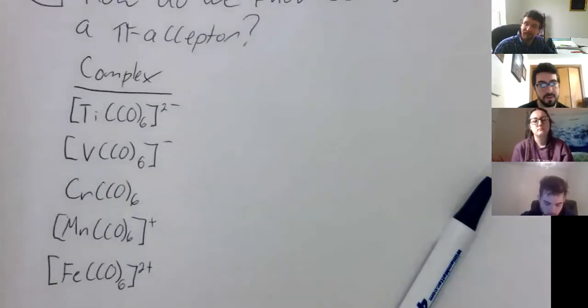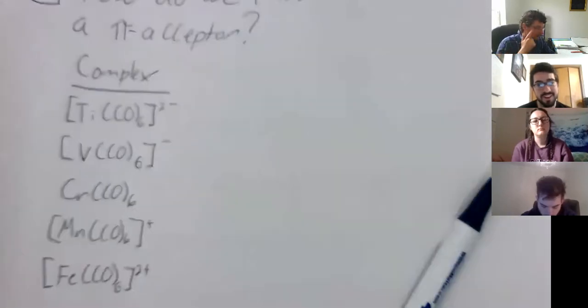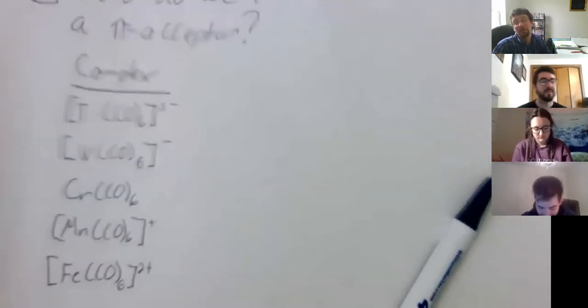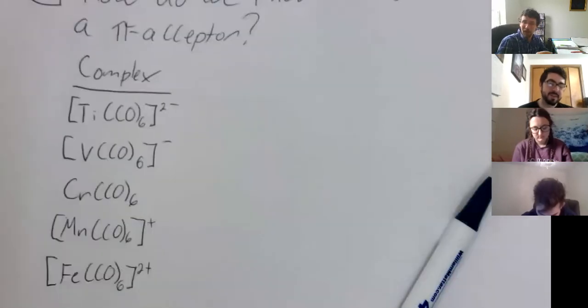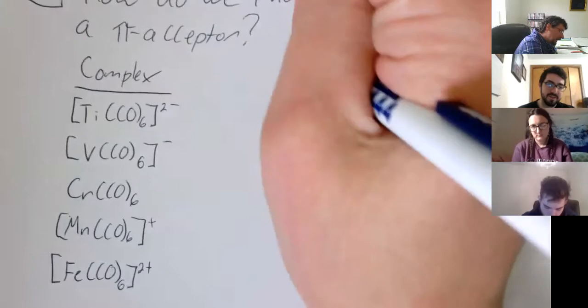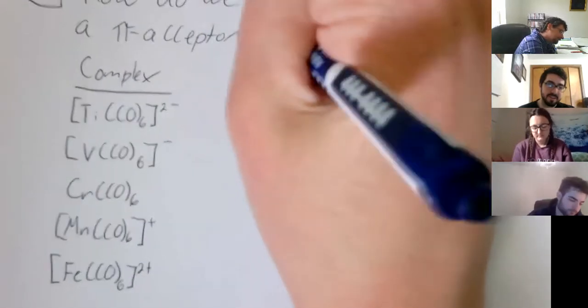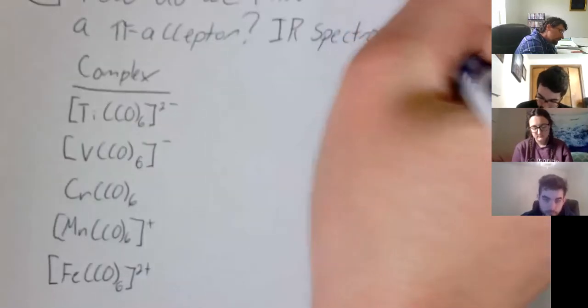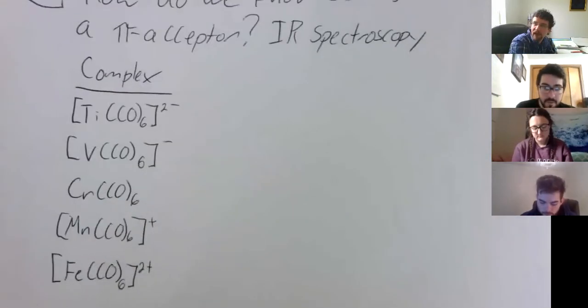Okay. What else could you do? I mean, you could look at the shielding around the carbon if you wanted to do NMR. You could, but the risky part with NMR with these metal complexes is that some of them might be paramagnetic. That's true. The one I was looking for was actually IR spectroscopy, which is nice because most labs have an IR spectrometer. They're relatively cheap compared to the rest of them.